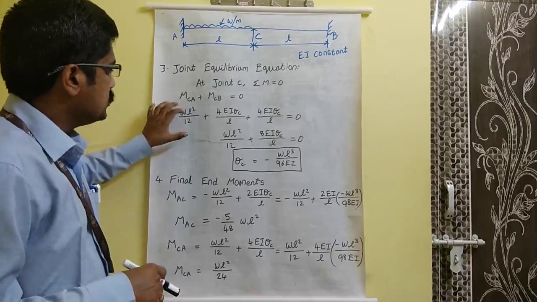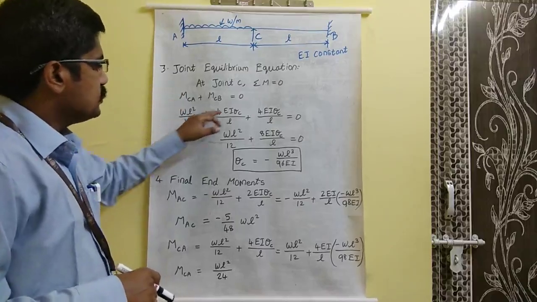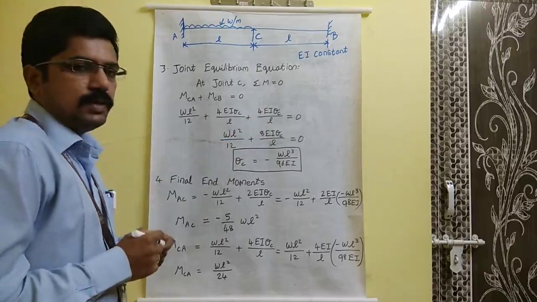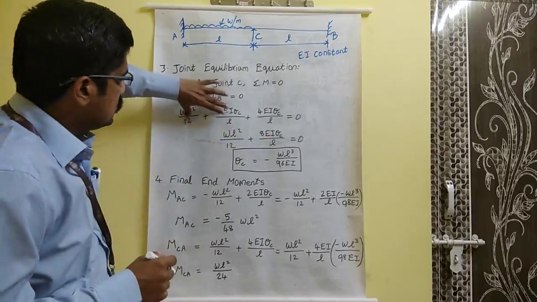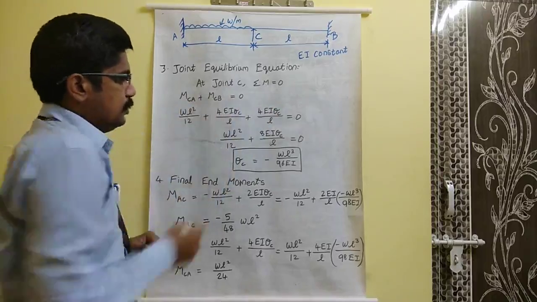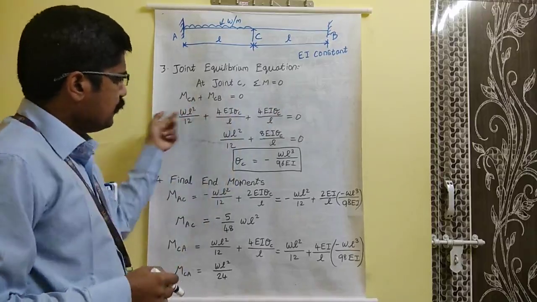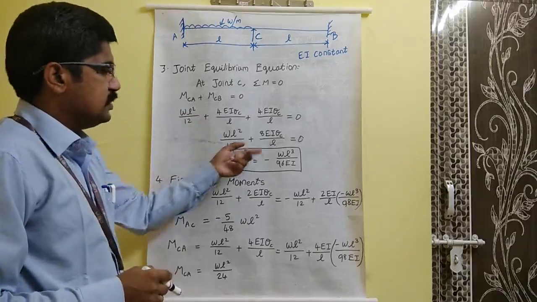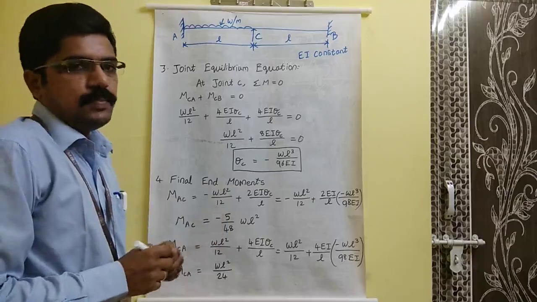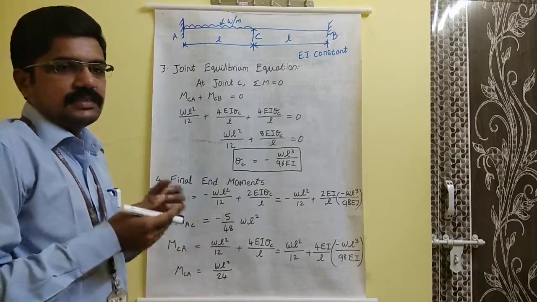We know the MCA equation is WL square by 12 plus 4EI theta C divided by L, plus 4EI theta C divided by L. The first two terms are for MCA and the last term is for MCB. If you solve this equation, we will get theta C equal to minus WL cube divided by 96 EI. So we got the rotation, that is the theta C value.